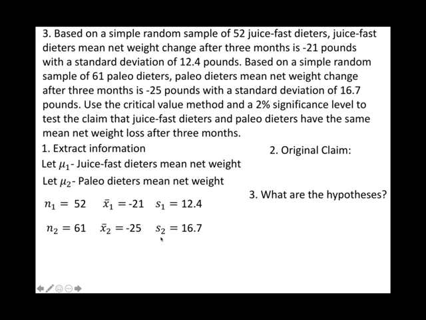Since this is talking about the weight loss program, their sample mean will be negative. Means their weight is decreasing. Original claim, they have the same mean weight, right? So mean 1 will be equal to mean 2, and this goes to the null hypothesis. Alternate hypothesis, that will be not equal to, with the 2 tail.